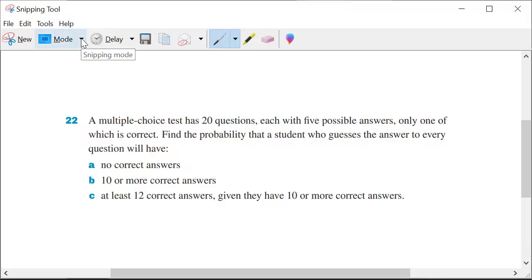So today we'll be going through another tutorial on the Casio Classpad fx-CP400. Today's topic will be on binomial probability. And yeah, let's get started.